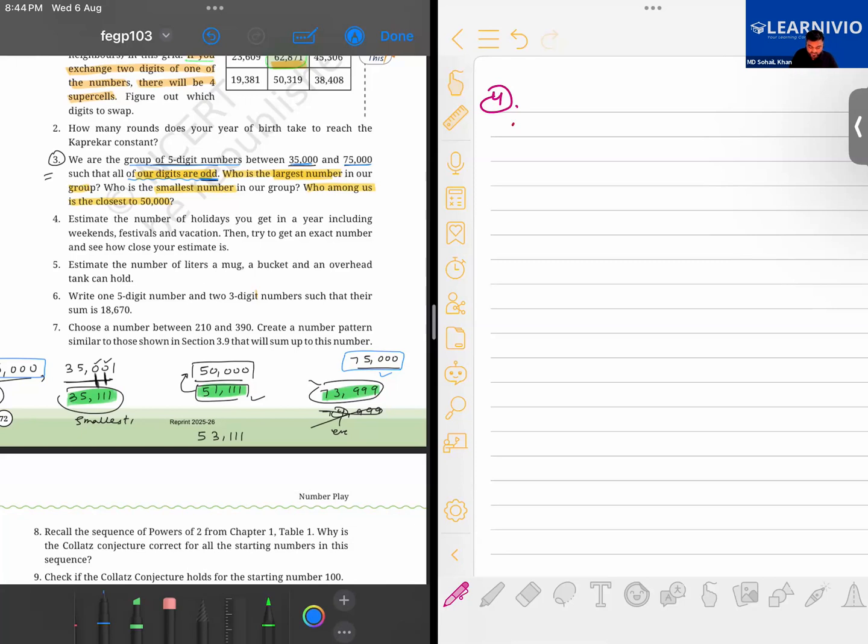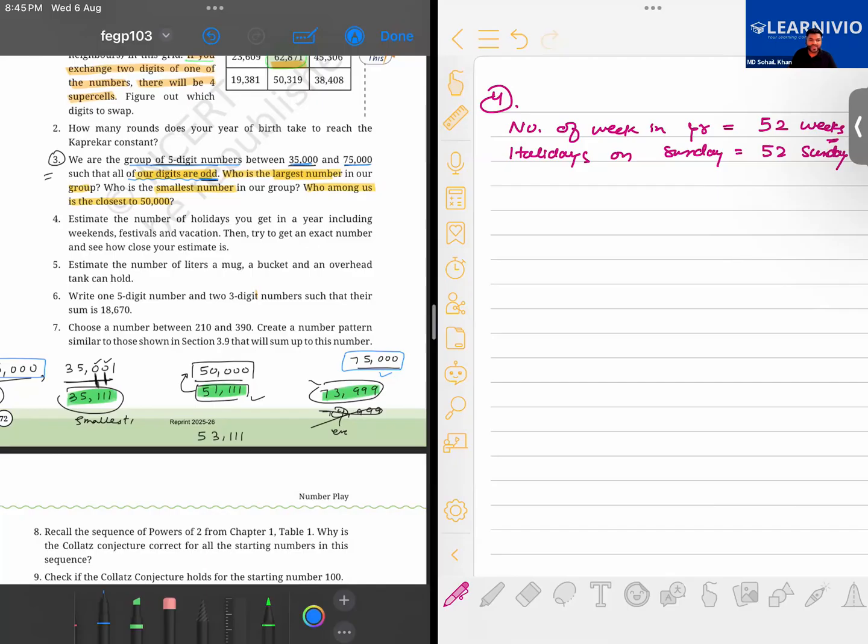First of all, tell me how many weeks are there in a year? 52. There are 52 weeks in a year. Then we have holidays on Sundays, right? It may vary from place to place. Saudi Arabia has Friday and Saturday. Let's say we are counting Sunday as a holiday. So how many Sundays are there? 52 Sundays as holiday, right? Getting it, everyone?